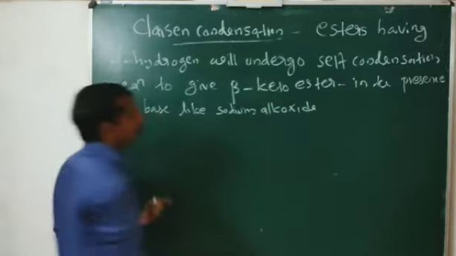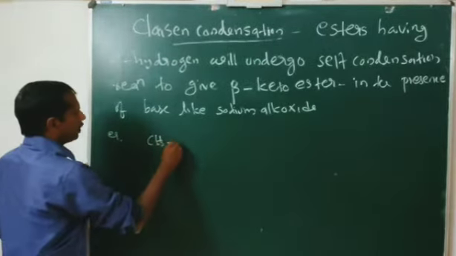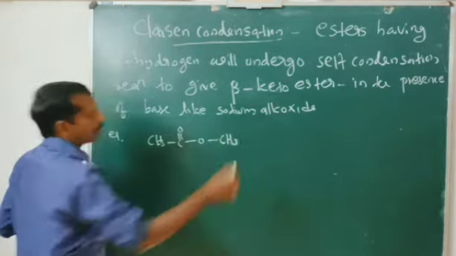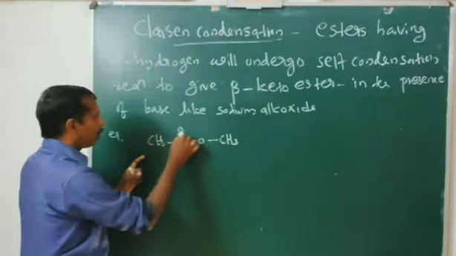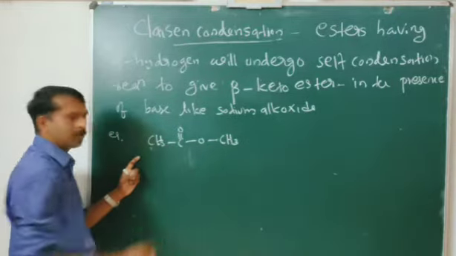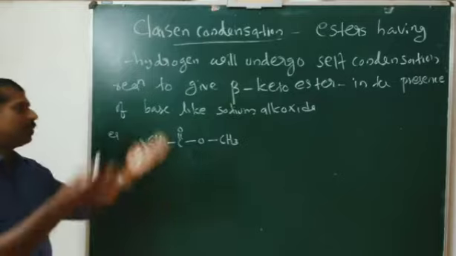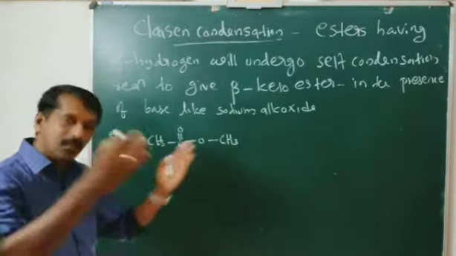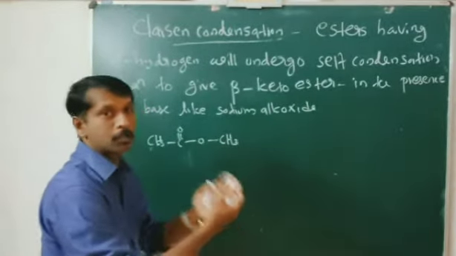Okay, so look at here. Example: CH3COOCH3. Okay, this ester has a CO group attached to carbon. This is the alpha carbon, so these hydrogen atoms are alpha hydrogen. So this type of ester having alpha hydrogen will undergo self addition. That means one more molecule. Self addition means two molecules are required.